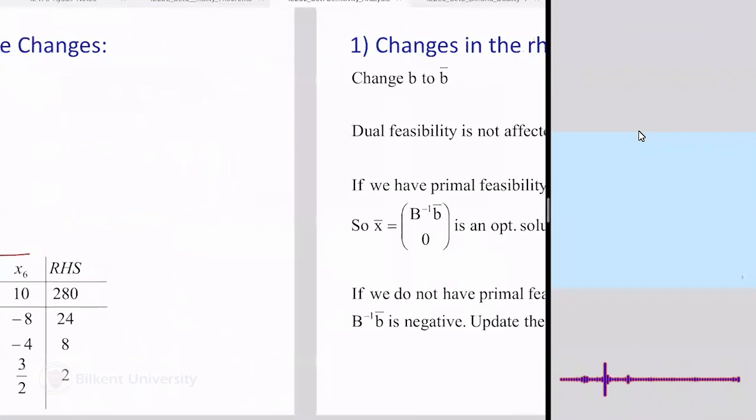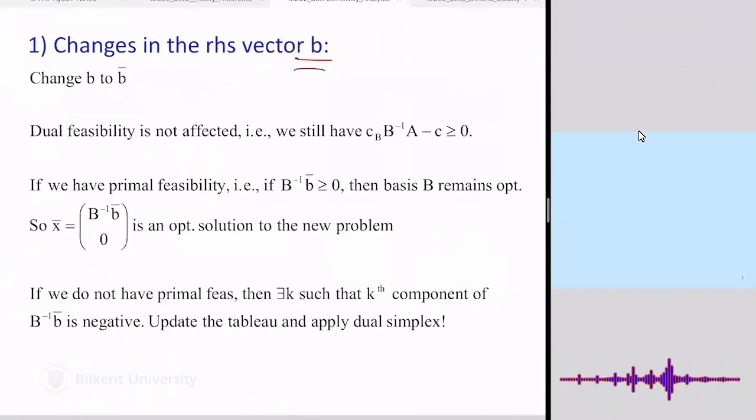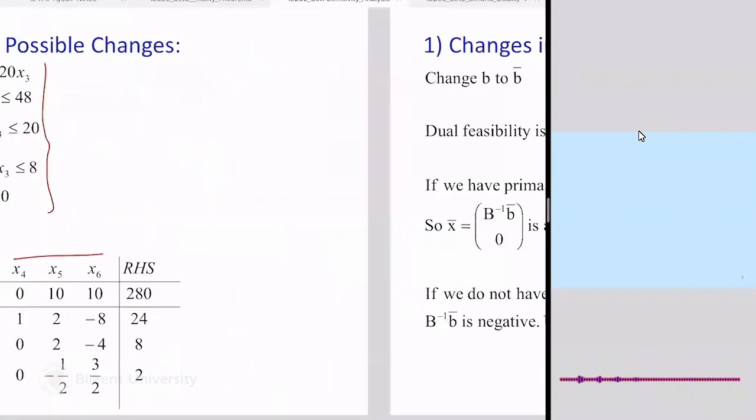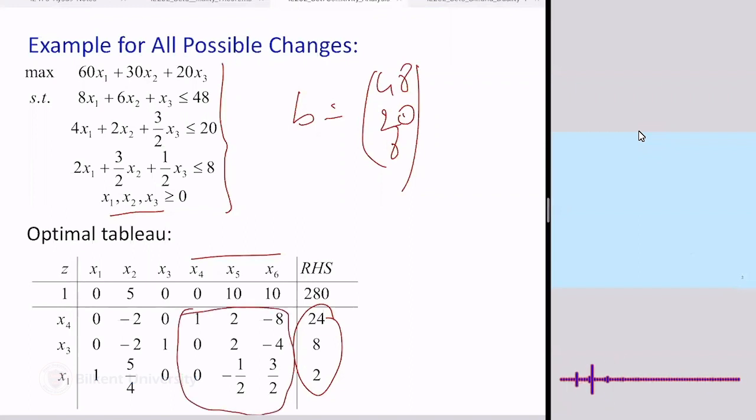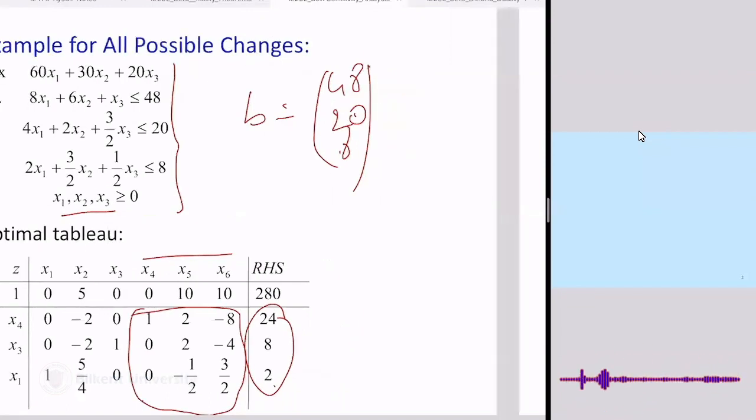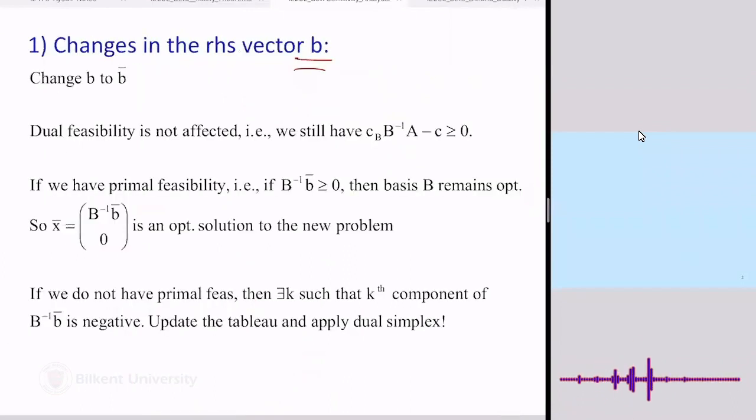We're going to start with change in the right-hand side vector b. Our original b here was 48, 20, and 80, okay? And this is B inverse b for the respective B inverse. And if you remember, B inverse is always hidden under the starting BFS. This is my starting BFS, so B inverse will be here, right? So B inverse times this will give you 24, 8, 2. But let's see what happens if that is no longer the case.